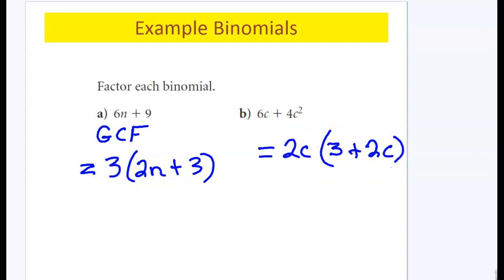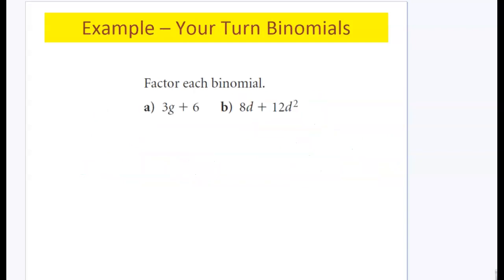One way you can check if you're right is you could distribute back and see if you get back what you started with. You should get back that when you distribute c into the binomial 3 plus 2c. Okay, I want you to pause the video and give these two a try.